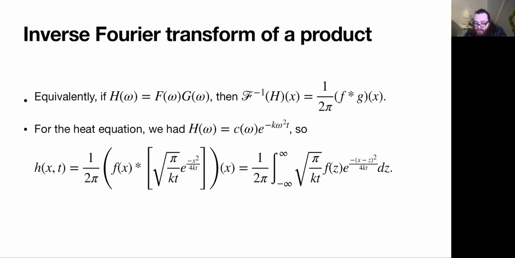So what does this look like with the heat equation again? What we found was the Fourier transform of the solution was c(omega) times e to the minus k omega squared t. This is the Fourier transform of the initial condition f. This is the Fourier transform of the Gaussian written right here. And so as written, take the inverse Fourier transform of h, that's going to be little h, which here is a function of x and t, but all of these Fourier transforms are just in x, not in t.